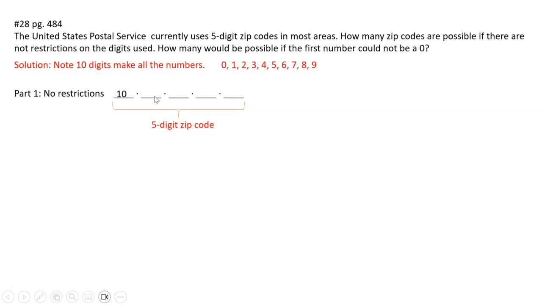Right? How many can go in the second slot? 10, because there's no restriction. And 10, and 10, and 10. Because, like I'm saying, there's no restrictions. So you multiply those out, and the answer will be 100,000 different ways.